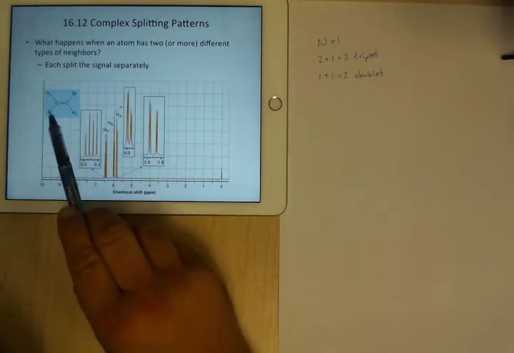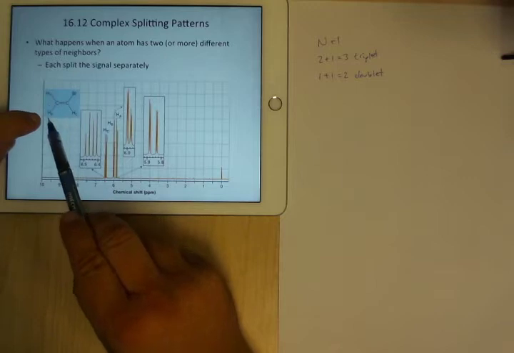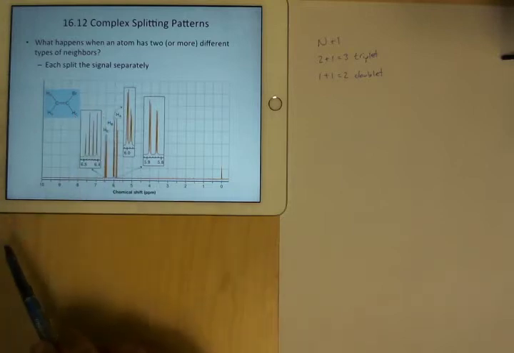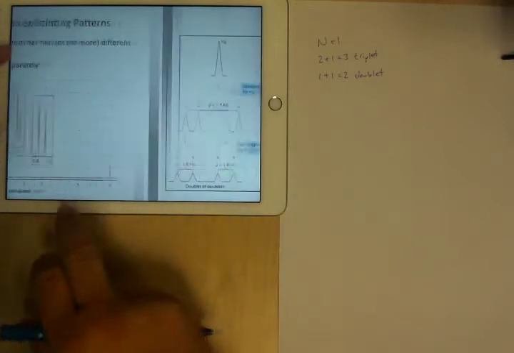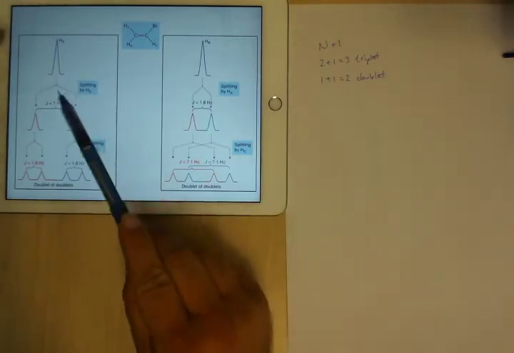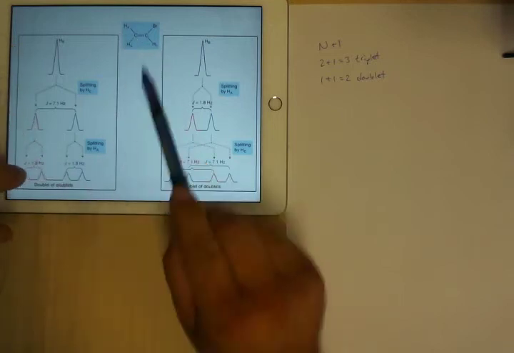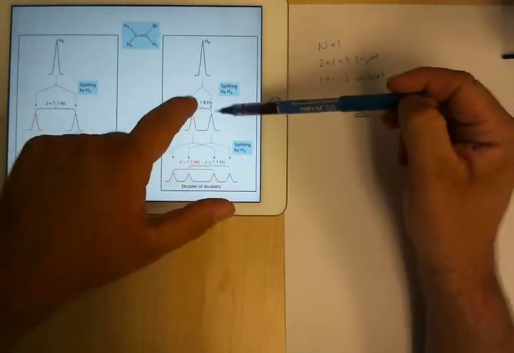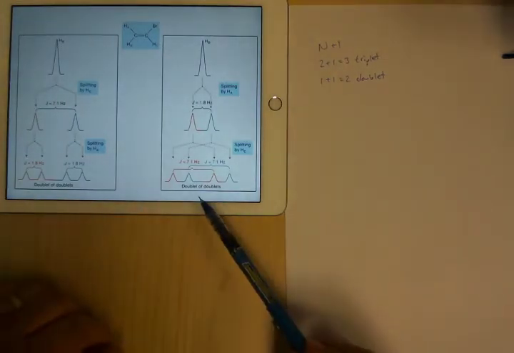So this signal, A splits it into a doublet, but then C is going to split that doublet into another set of doublets. So you actually have a doublet of doublets. Same thing here. Each one of these is going to be a doublet of doublets. Now it doesn't really matter: you can either split by C first into a doublet and then by A into a doublet, or do the A splitting first and then the C splitting. It's really hard to predict which way it's going to go. This one doesn't matter. It's still going to be a doublet of doublets.